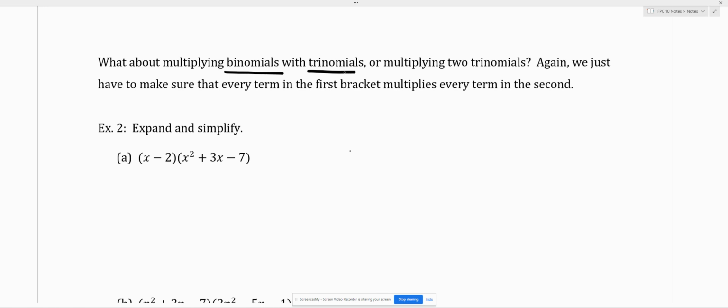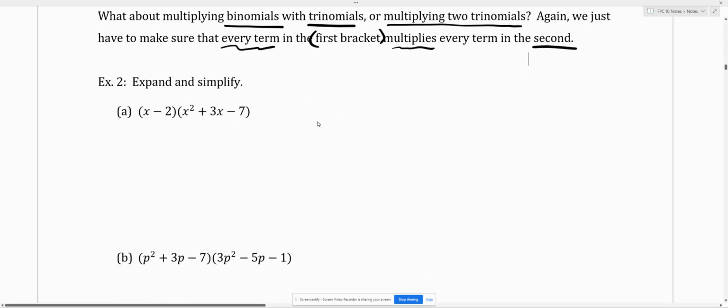All right, what if we have something that looks a little bit more complicated, like a binomial with a trinomial, or maybe even multiplying 2 trinomials? We do the exact same thing. We have to multiply every term in the first bracket with every term in the second bracket. So think of this as 2 groups, and I have to multiply every term in each of these bracketed groups by the other terms in the other group.